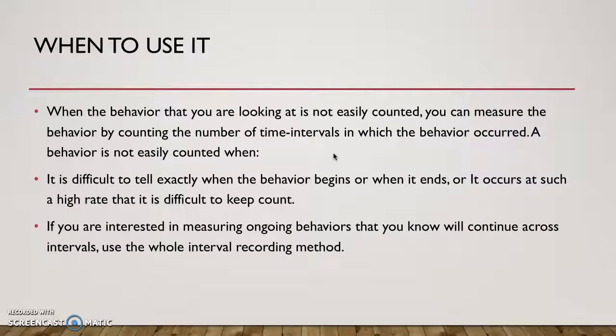When to use this? When the behavior that you are looking at is not easily counted, you can measure the behavior by counting the number of time intervals in which the behavior occurred. A behavior is not easily counted when it is difficult to tell exactly when the behavior begins or ends, or it occurs at such a high rate that it is difficult to keep count. If you are interested in measuring ongoing behaviors that you know will continue across intervals, use the whole interval recording method.